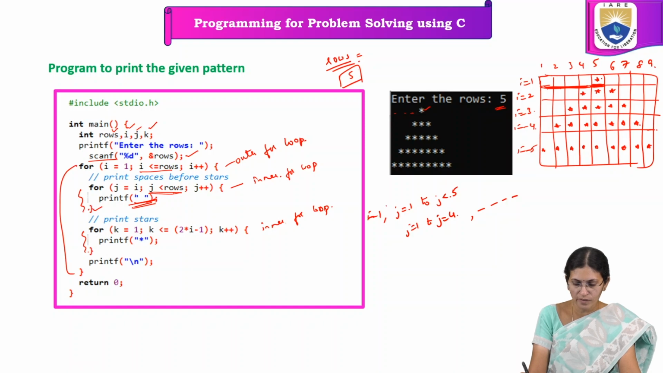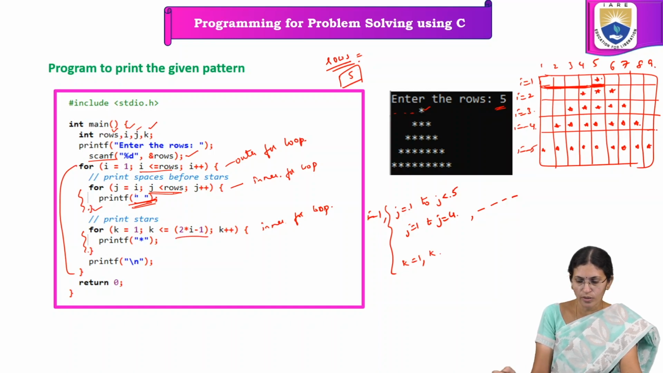Same for this. Now k is equal to 1, it will check the condition k less than or equal to, and this loop will iterate until this condition becomes false. So k is less than or equal to 2 minus i. So it is 2 minus 1, which is equal to 1. So k is equal to 1, this condition is true, so it will print the star one time.